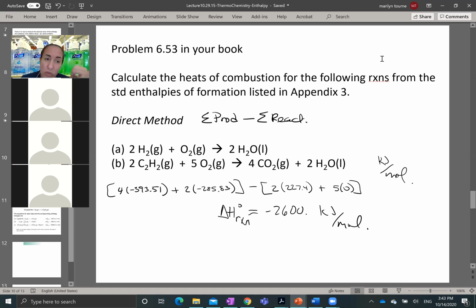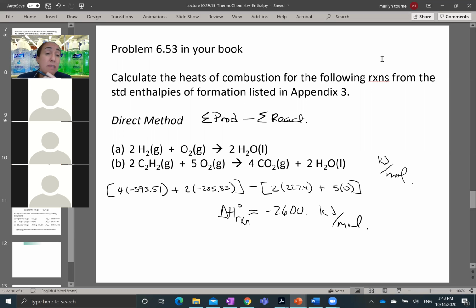Because we're gonna do a different type of method now. So I wanna make sure you guys understand all we're doing here. I mean, hopefully it is simple to you. All we're doing is going to an appendix, getting values, summing up the products, minus summing the sum of the reactants. That's it. Anybody have any questions on this? No. Okay. All right.